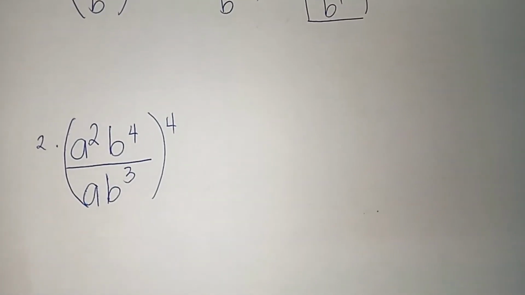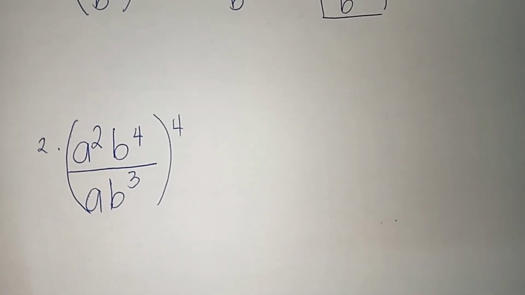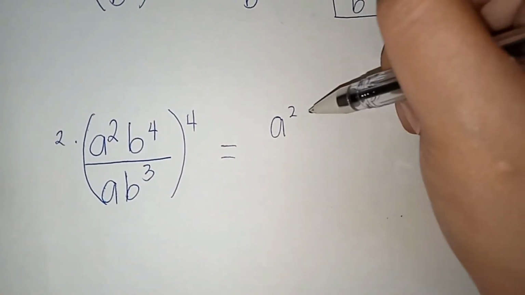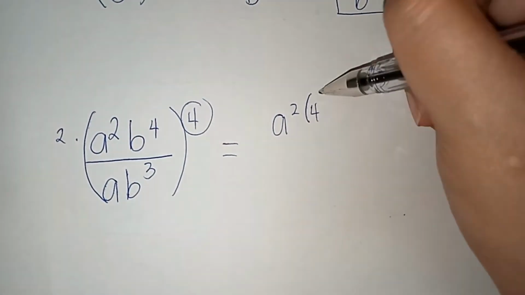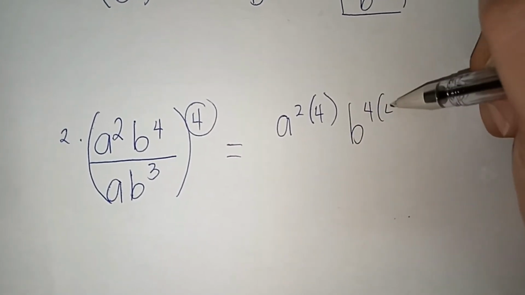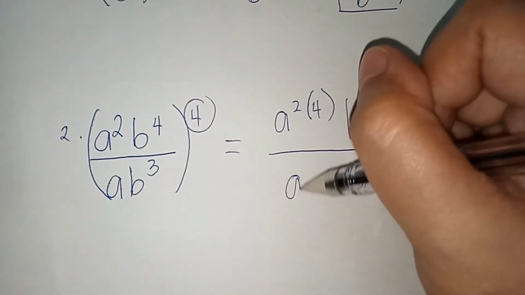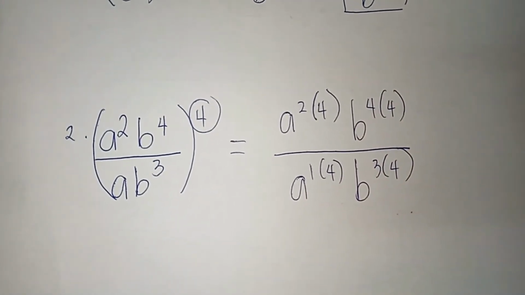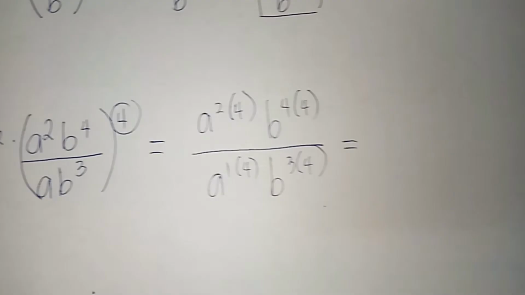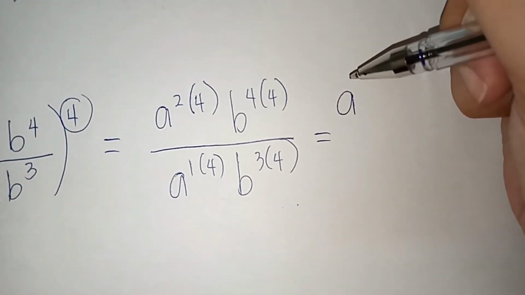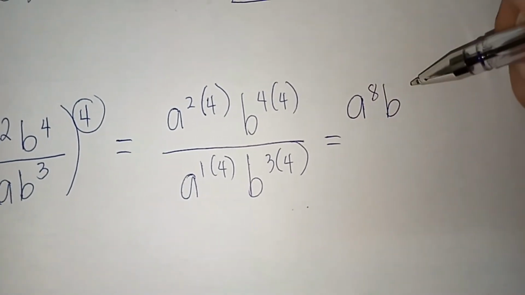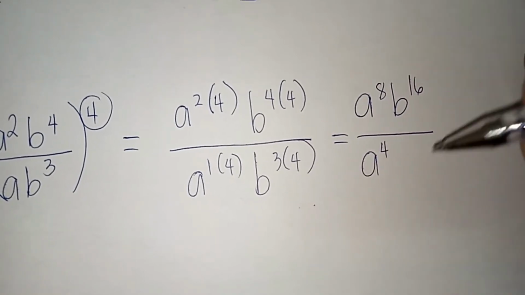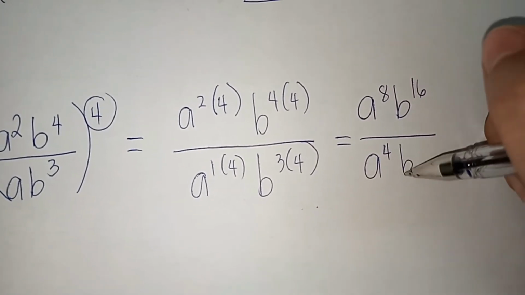Next, we have a squared b raised to 4 all over a b cubed raised to 4. So, ganun lang po ulit. A raised to 2 times yung exponent sa labas na 4. And then, b raised to 4 times the 4, all over a raised to 1 times 4, and then b cubed raised to 4. Okay? Then, simplify natin. A raised to 2 times 4 is 8. B raised to 4 times 4 is 16. All over, a raised to 1 times 4 is 4. B raised to 3 times 4 is 12.